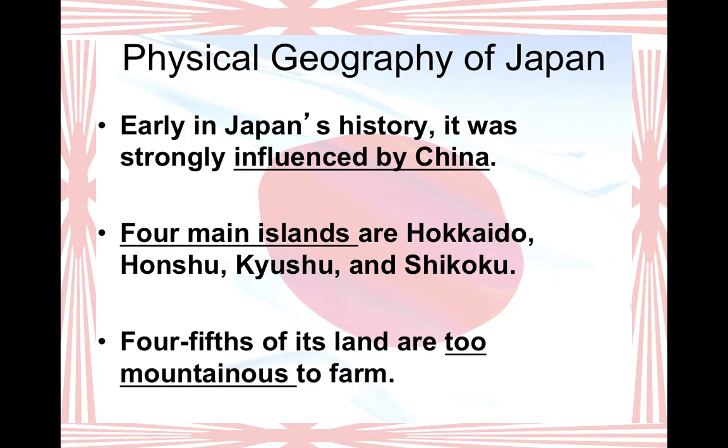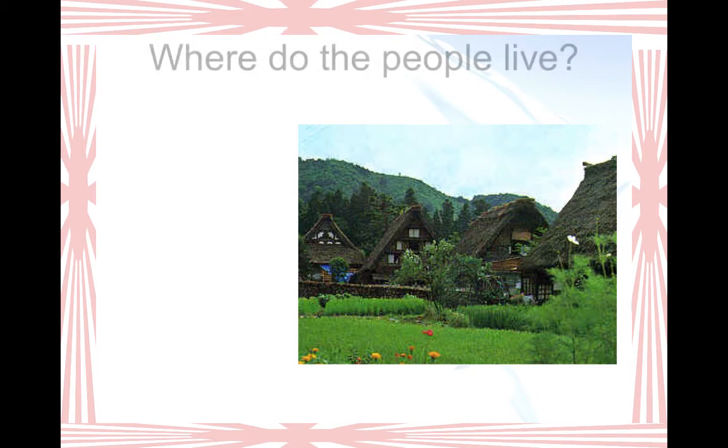Japan is actually a very mountainous place. Most of the islands are covered in mountains. About 4/5, so about 80% of Japan is mountains. So there's not a lot of flat area on Japan, and we'll talk about why that matters later.